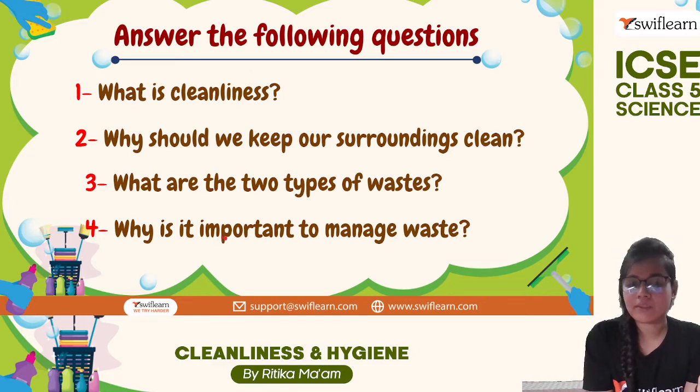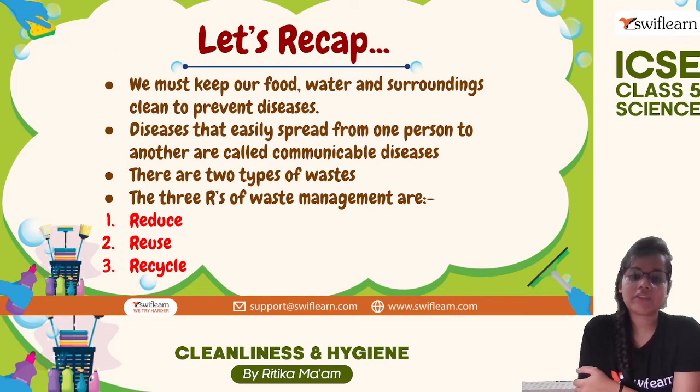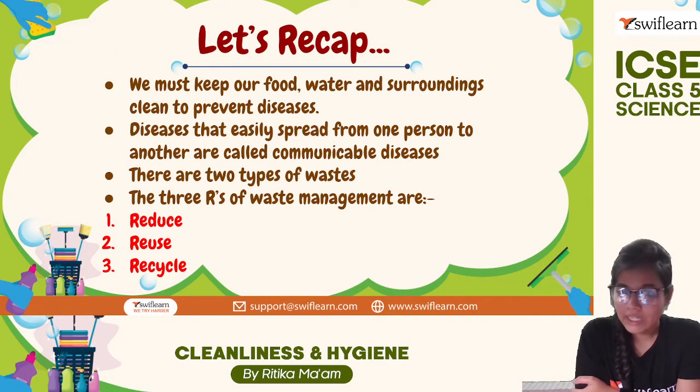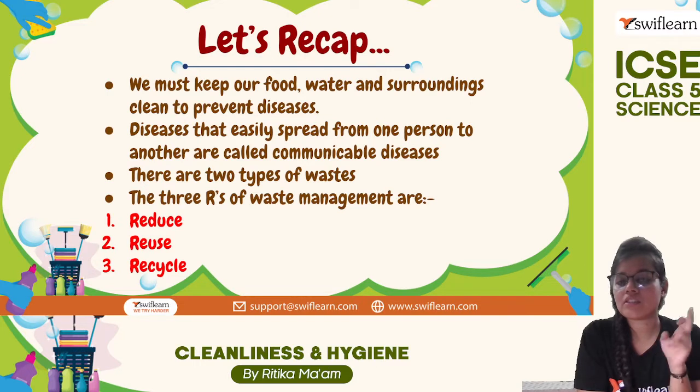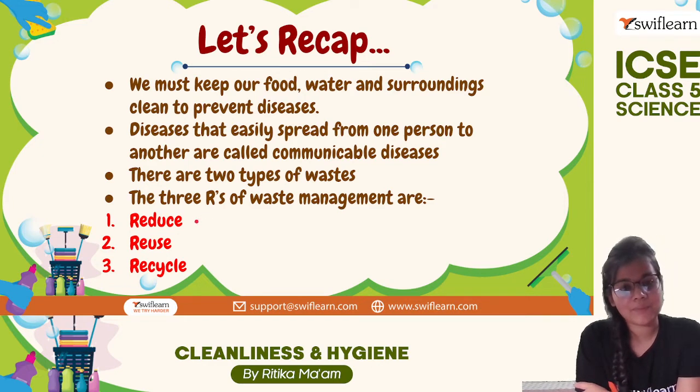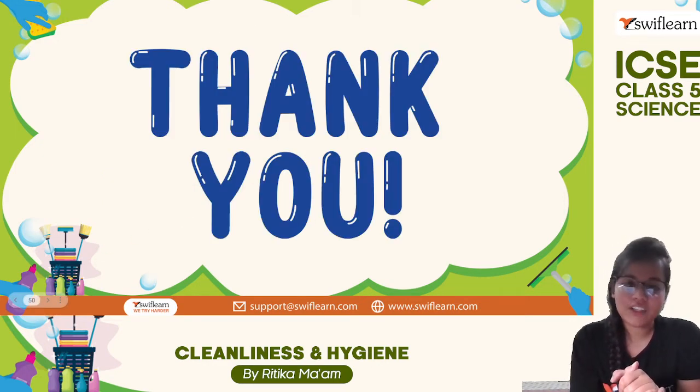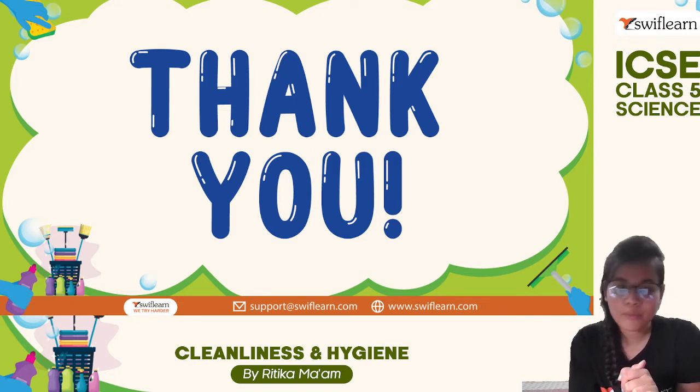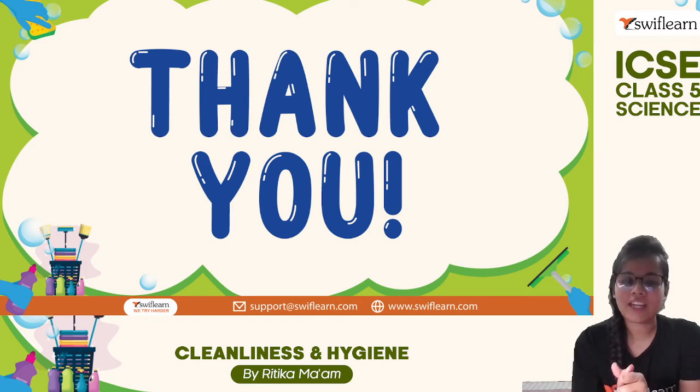Let's recap what we have learned. We have learned about cleanliness. We must keep our food, water and surroundings very clean to prevent diseases. The diseases which spread from person to person are known as communicable diseases. There are two types of waste, dry and wet, and there are 3 R's of waste management: reduce, reuse and recycle. These are the things we have learned today. I hope that you have understood everything. It was a very easy but very important chapter. Just follow the rules that we have learned today.